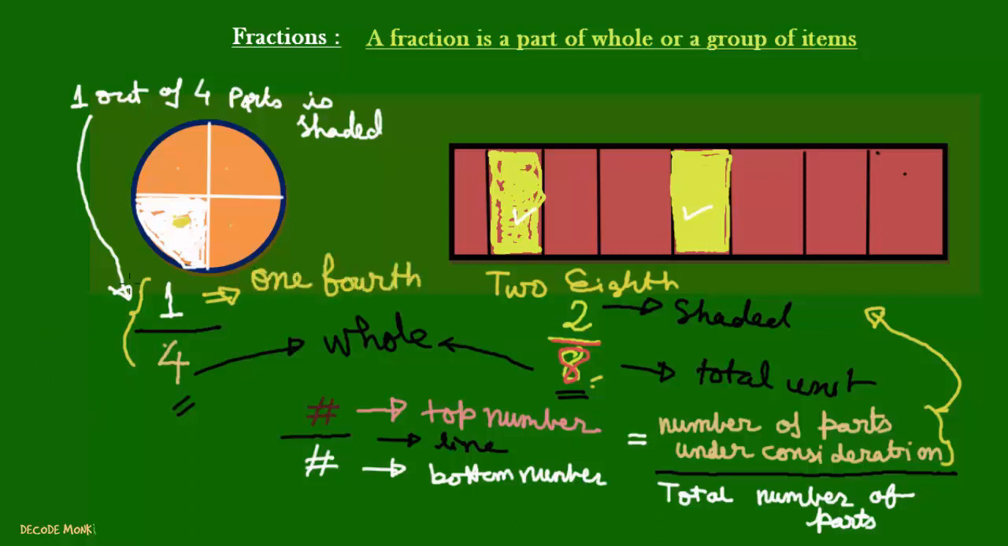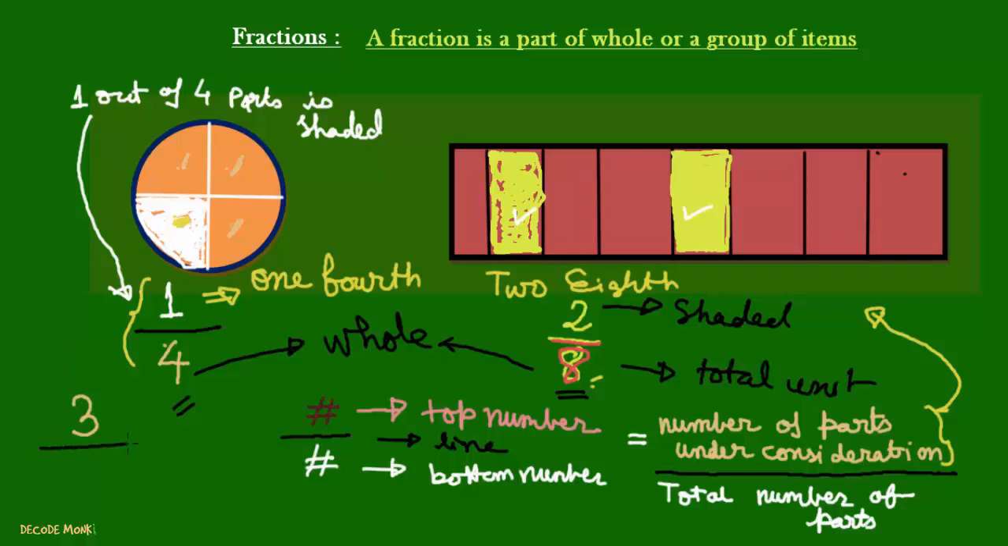Instead of asking how much portion of this circle is not shaded, or how much portion of the circle is pink, we could have asked how many portions. This is one portion, this is the second portion, this is the third portion. So 3 portions are not shaded, or are pink in color.